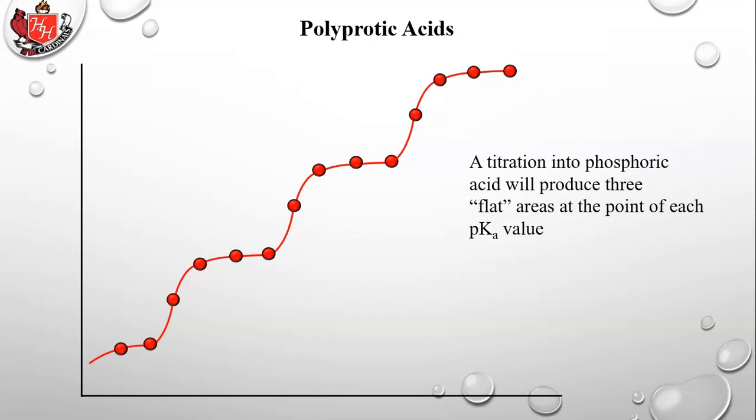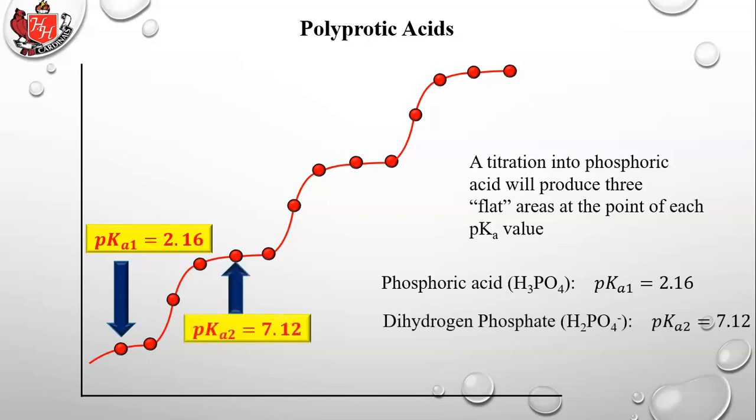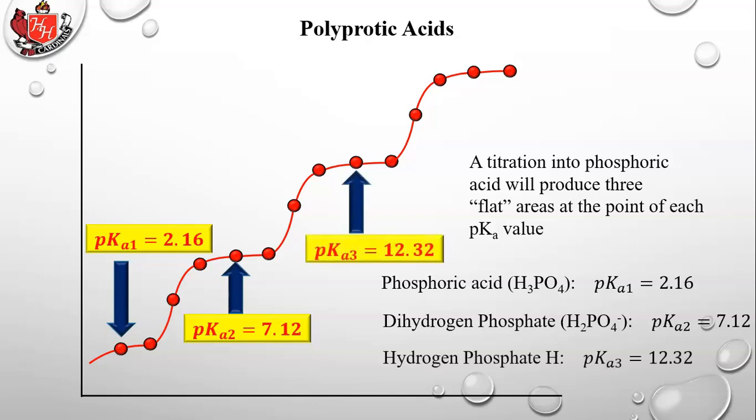So what about a titration into phosphoric acid? That's going to produce 3 flat areas at the point of each pKa value. So the first one we said was 2.16. That's going to be that first flat area down there. The second flat area is at the point where it was 7.12. And the third flat area is going to be where it's 12.32.